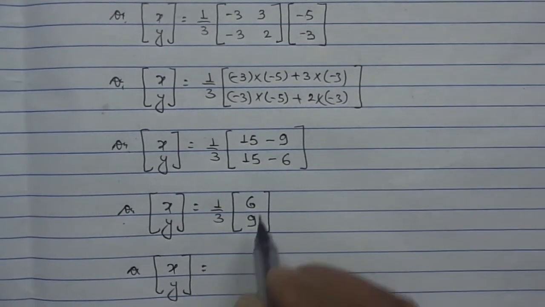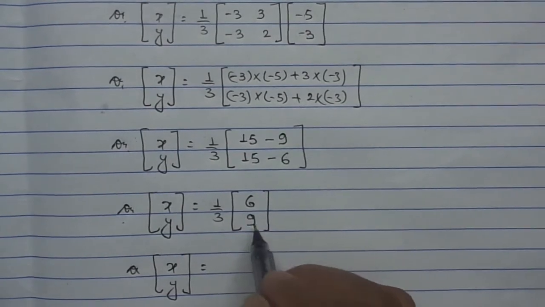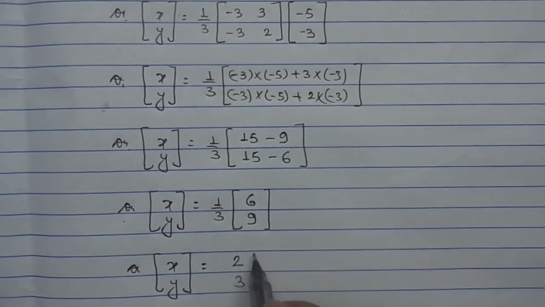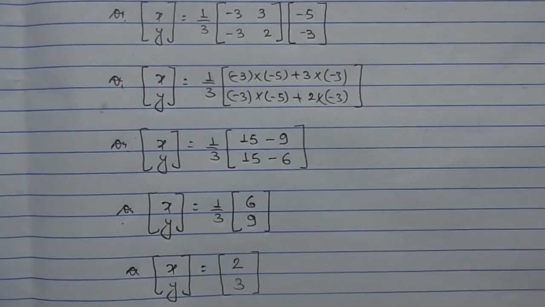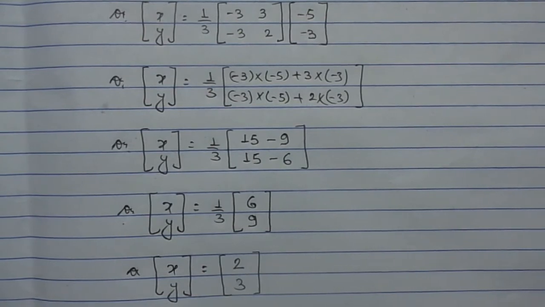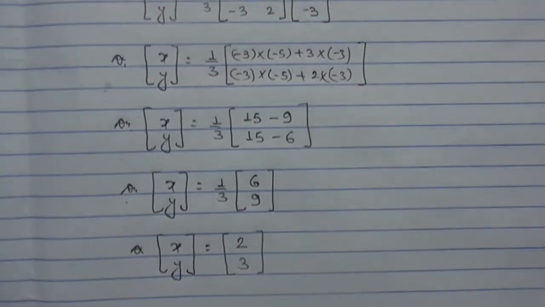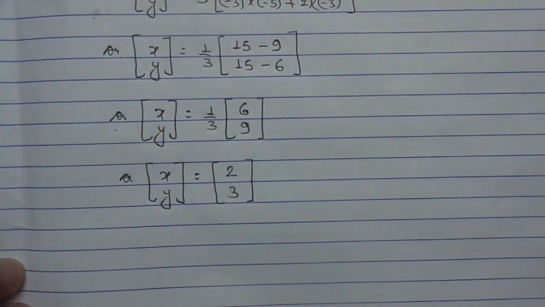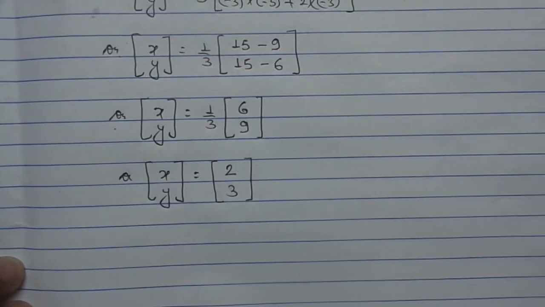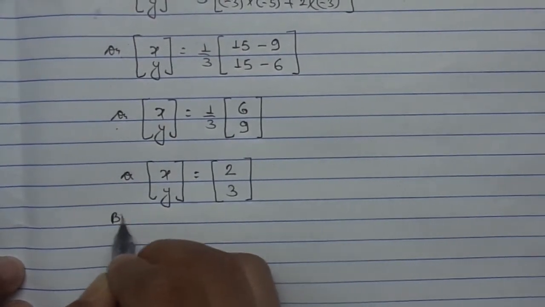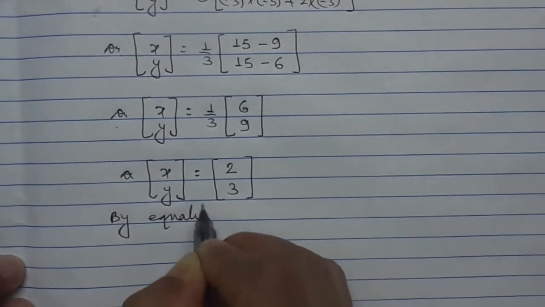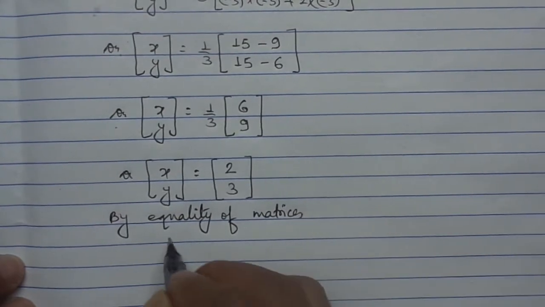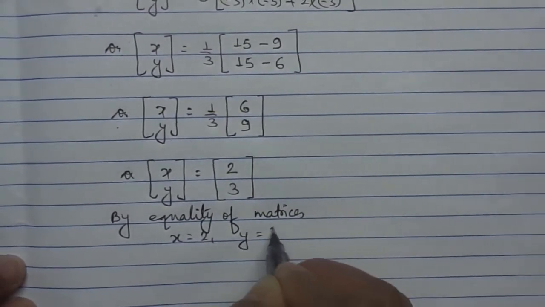Now this 1 upon 3 will multiply both terms. 1 upon 3 into 6 is 2. 1 upon 3 into 9 is 3. As the question says solve by matrix method, it means that we need to find the values of x and y, not the matrix of x and y. It's not mentioned to find the matrix. It's given that solve means we need to find the values of the unknown variables, by equality of matrices. What you can write: x equals 2, y equals 3.